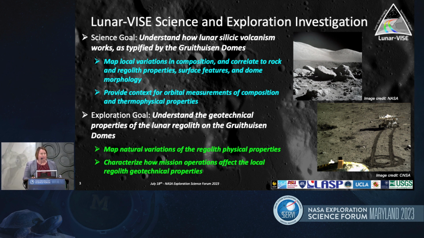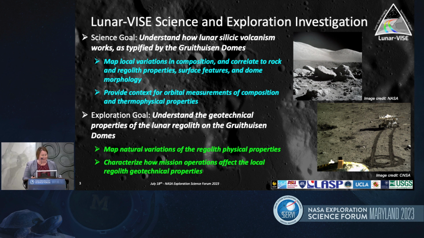And we want to relate those compositions to rock and regolith properties, surface features, and dome morphology. And then obviously, since we have in situ measurements at the surface of the domes, we want to take any variations that we see and place them into the context of what we have from all the orbital remote sensing data that we have. Because obviously we have a plethora of data.